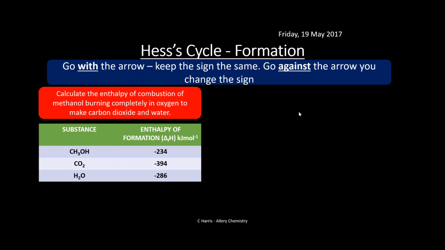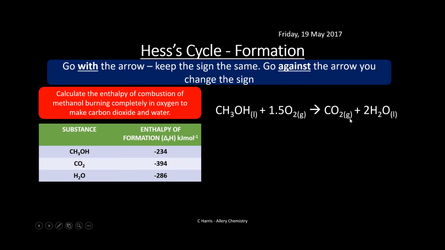Calculate the enthalpy of combustion of methanol burning completely in oxygen to make carbon dioxide and water. Now you can see here, the data they've given us is formation data. So we have to draw a formation cycle like we've just seen before. All we do is put our reactants on one side and our products on the other. So here's our reactants, there's our methanol, burning in oxygen in complete combustion to form carbon dioxide and water.